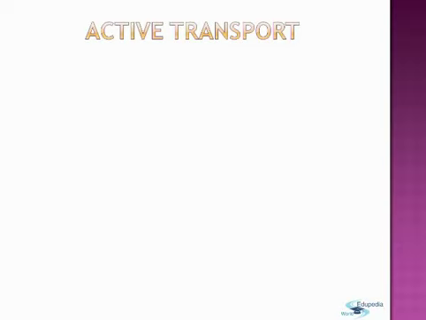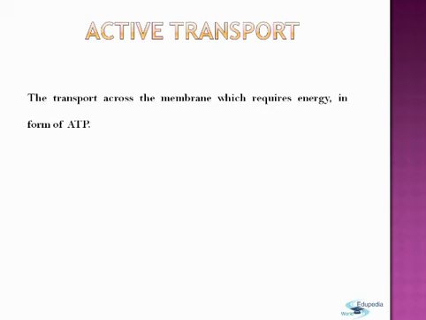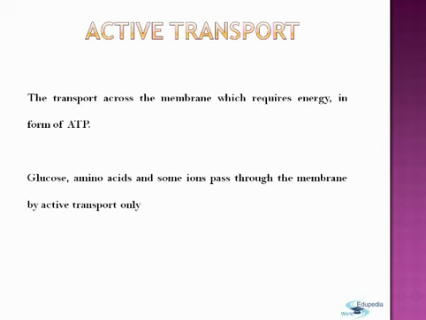Now this was all about the passive type of diffusion, but sometimes the cells have to spend energy, because the movement is not always from the higher concentration towards the lower concentration, and for this the cells require another type of transport, that is active transport. The transport across the membrane which requires energy in the form of ATP is known as active transport.